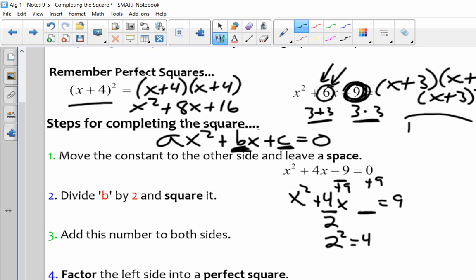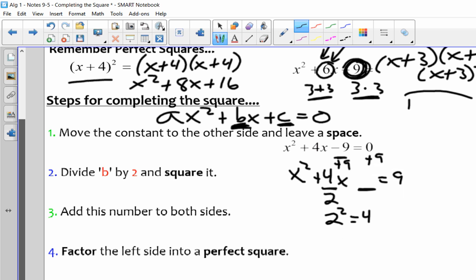So again, it's really important you write this stuff down. Don't do this in your head. You're going to just get lost and have a headache, okay? Step 3, add this number to both sides. So that space that I created right here, I'm going to put that 4 in that I got, but then I have to add it to this side, okay?